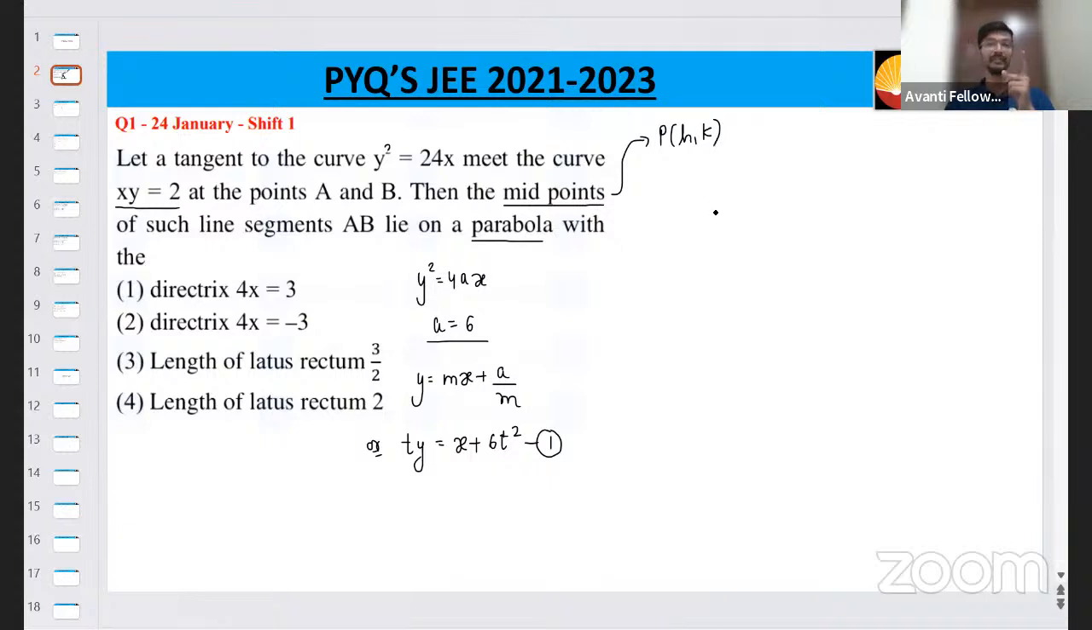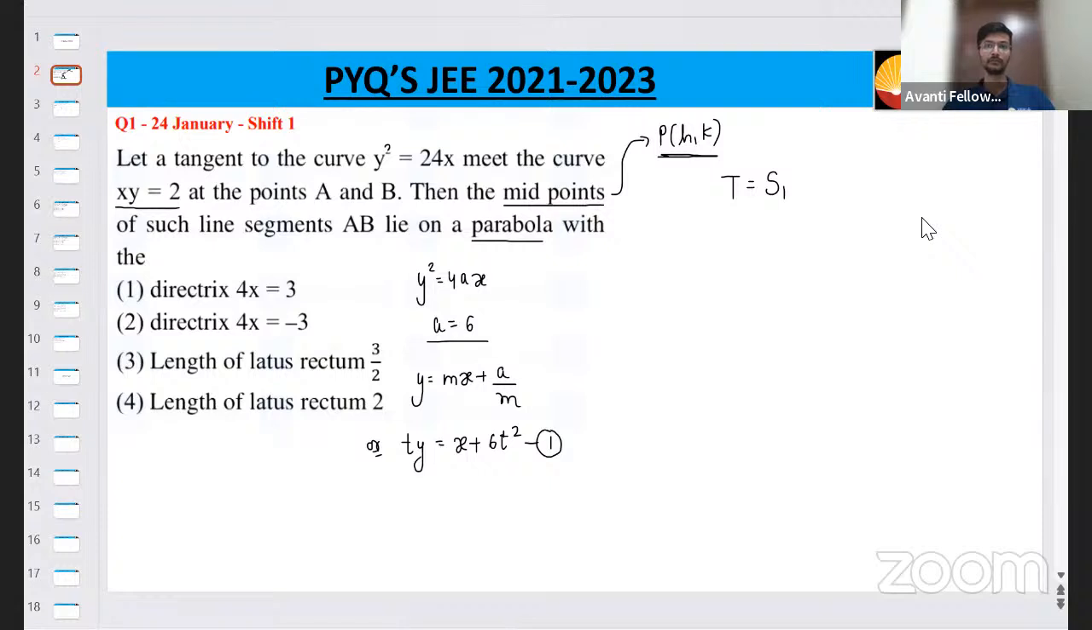Now AB is a chord. And if we know the midpoint of a chord P(h, k), then we know the equation of the chord. What do we do to get the equation of chord AB? T equals S1. I hope you remember this formula, chord with given middle point. AB is a chord whose midpoint is the locus, which we assumed, so we can get the equation of AB as well by T equals S1.